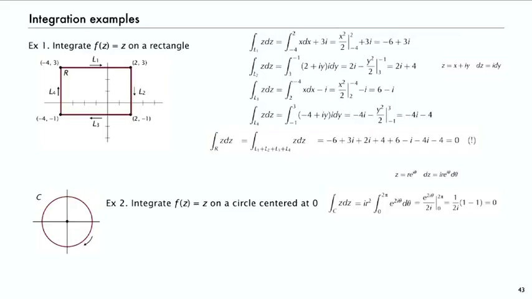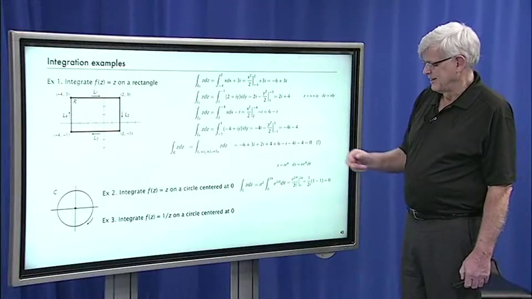So the integral of that is e to the 2i theta over 2i, same sorts of rules as with the reals, evaluated from 0 to 2 pi. But e to the 2 pi i equals 1, and e to the 0 equals 1, and that's from Euler's formula. So it's 0. The integral of f of z equals z on a circle centered at the origin is 0. It doesn't matter what the radius of the circle is. So that's interesting. Let's look at another one.